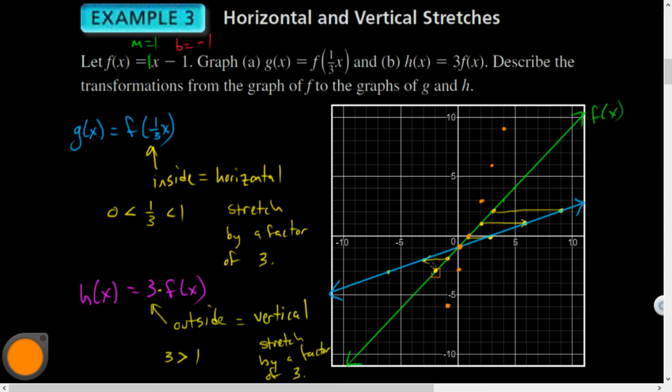Could someone be willing to offer where this point would get transformed? What is its current y-coordinate? I know you guys are still writing and catching up. It's at negative 3, and I'm vertically stretching by 3, so where is this going to land now? Negative 3 times 3 is going to be negative 9. All right, so notice that the green line is being vertically stretched by a factor of 3. And now I'm just going to draw my new line.